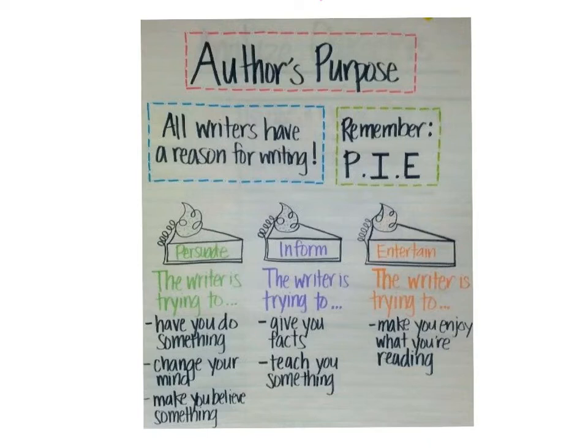So let's read a little bit about what it says the writer's trying to do for each one. I'm going to draw lines in between. So for persuade, the writer is trying to have you do something, change your mind, or make you believe something. Inform. The writer is trying to give you facts or teach you something. Entertain. The writer is trying to make you enjoy what you are reading.